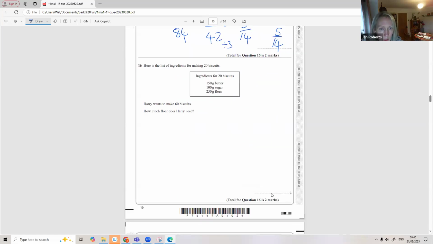Here's a list of ingredients to make 20 biscuits. Harry wants to make 60 biscuits. So to make 20 biscuits into 60, we need to times it by 3, right? Just make a note of that. How much flour does Harry need? Well, we need to times the flour by 3. So we're doing 250 times 3. 3 times 25 is 75. We've got a 0 at the end, so 750 grams.